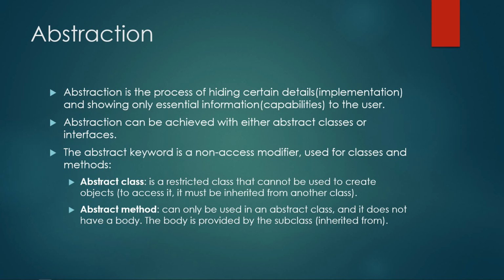The abstract keyword is a non-access modifier used for classes and methods. If you say that this is an abstract class, it means that the class cannot be used to create objects. To access it, it must be inherited from another class. Abstract methods can only be used within an abstract class, and they do not have a method body. The body should be provided by the subclass which the abstract class is inherited from. So that's all about abstraction.